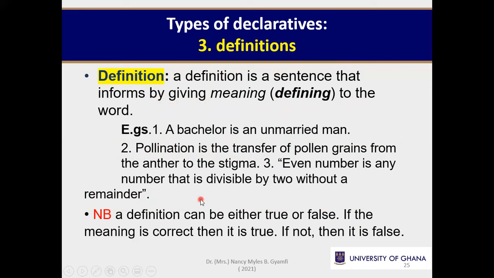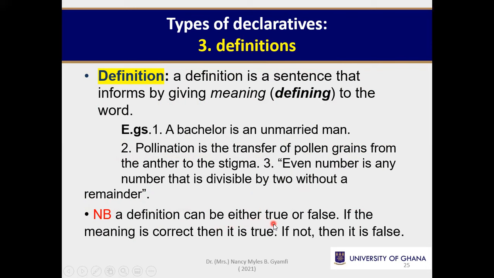Even number is any number that is divisible by 2 without a remainder. It just gives you the meaning of even number, how to use the word even number. So even number is the definiendum. The other parts are the definiens. Together, you have a definition. And a definition is a type of what? Declarative. Note that a definition can also be either true or false.